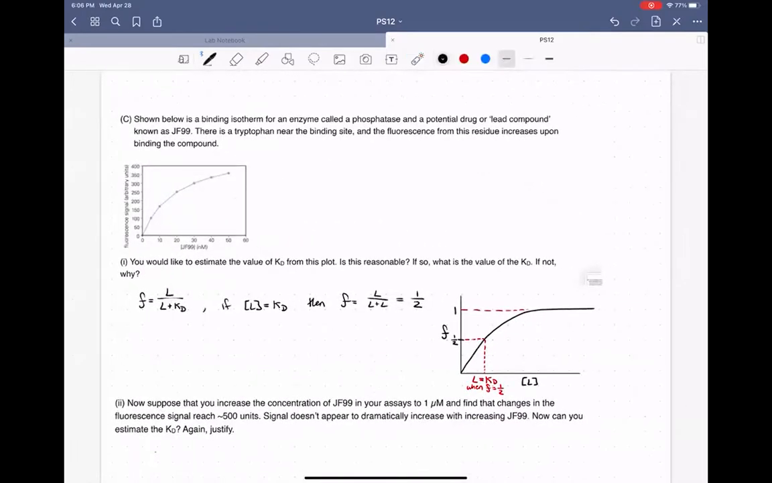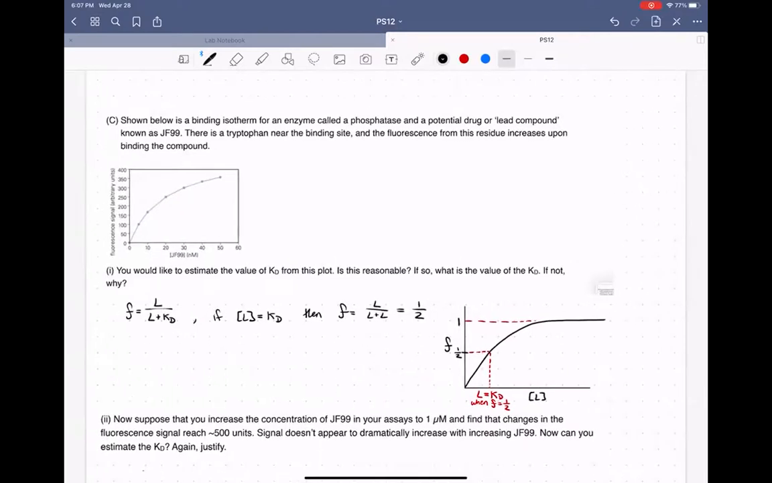All right, the next question. Shown below is a binding isotherm for an enzyme called the phosphatase and a potential drug or lead compound known as JF99. There's a tryptophan near the binding site, and the fluorescence from this residue increases upon binding the compound. You'd like to estimate the value of KD from this plot. Is this reasonable? If so, what is the value of KD?